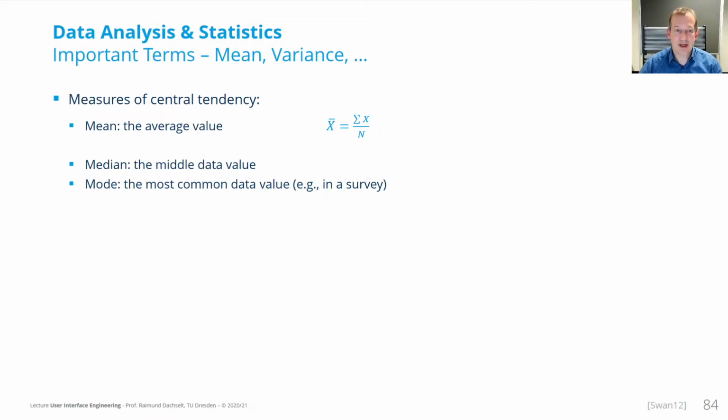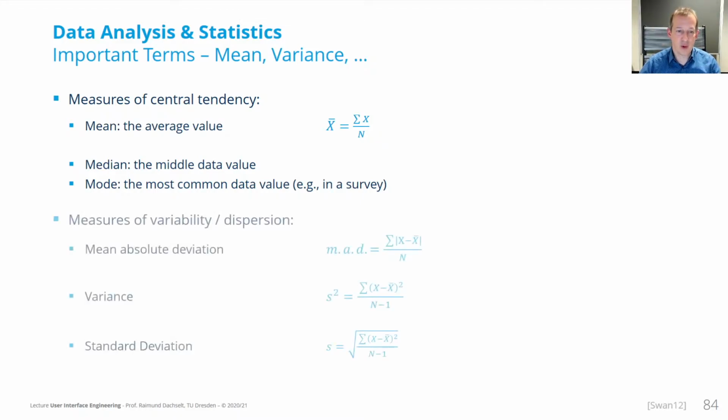So we have some measures of central tendency. One is the mean, obviously the average value, which is the sum of the values divided by their number. As you know, the median is the middle data value, exactly where half of the data is lying on the left side and half of the data is lying on the right side. And the mode is the most common data value. Say you have a survey and you ask people for their preference, and they choose this particular value, and this is then called the mode.